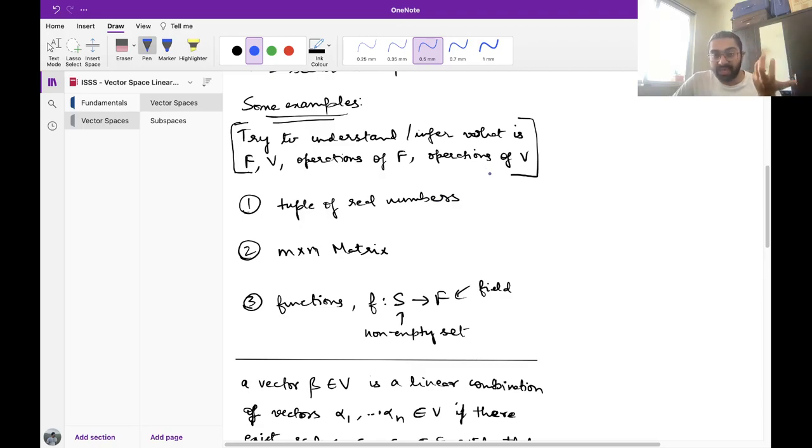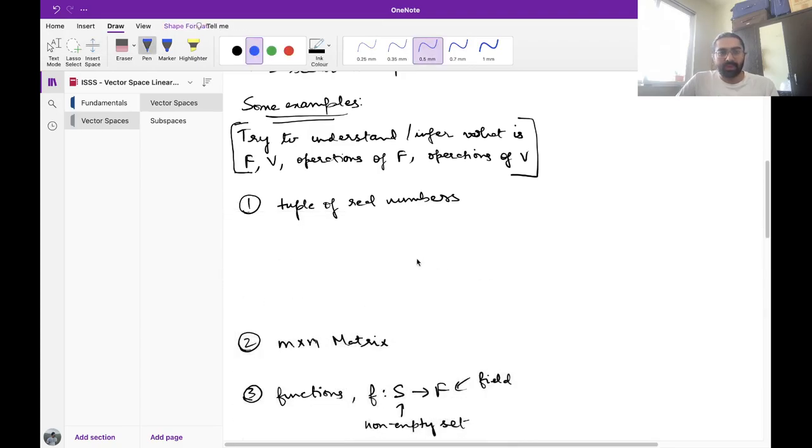So we'll try to understand some examples on this vector space, and see exactly what F is, what V is there, what the operations involved are, and stuff like that. Okay, so let's say I define this tuple of real numbers. So what is a tuple? It is just basically a list. Let's say a1 to an are some real numbers, and I define some small a as this tuple a1, a2, and so on up to an. This is some ordered list of numbers, right?